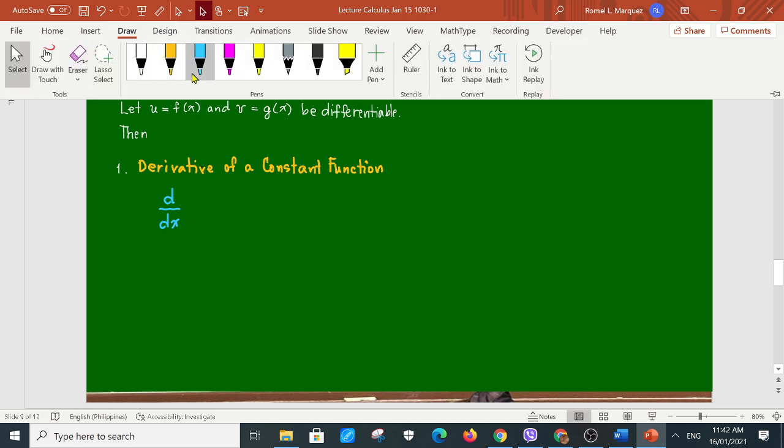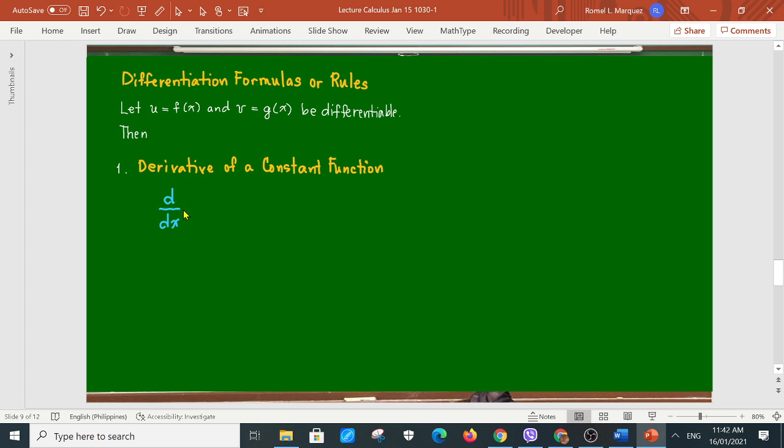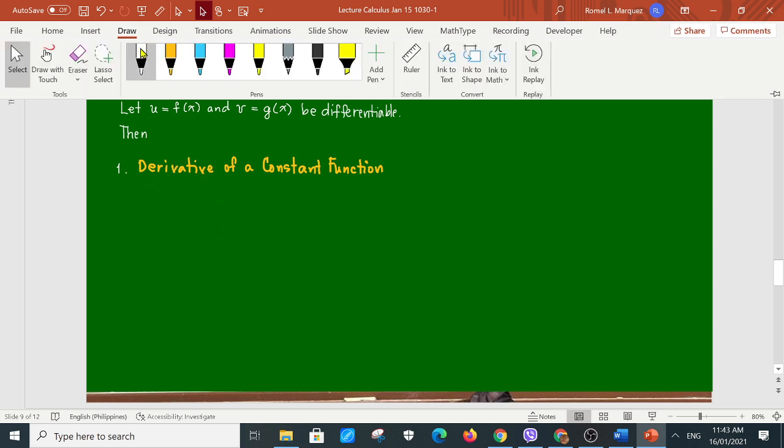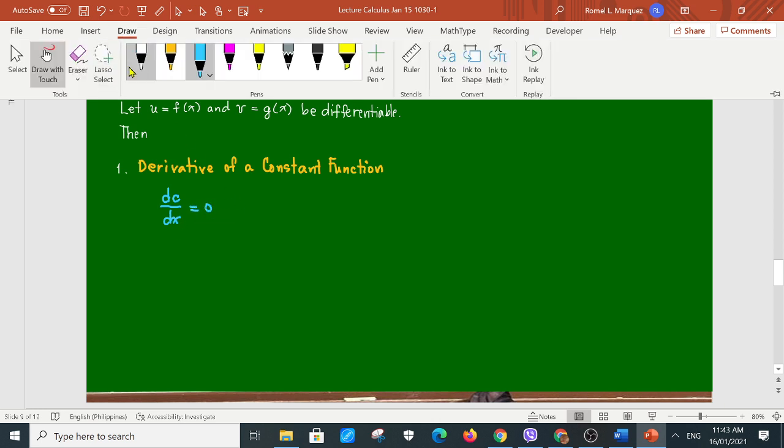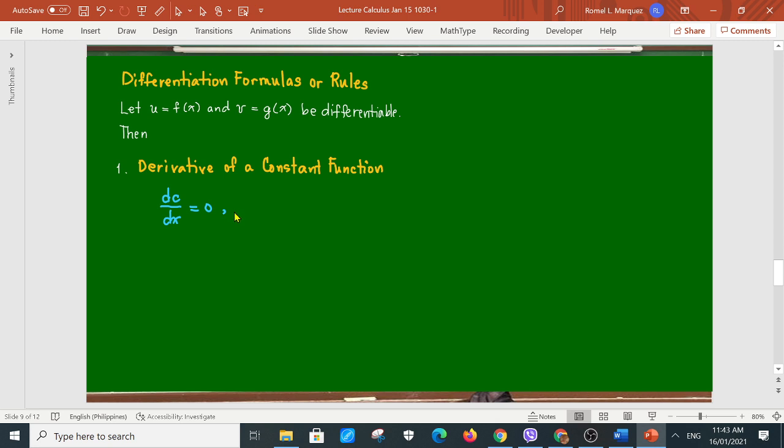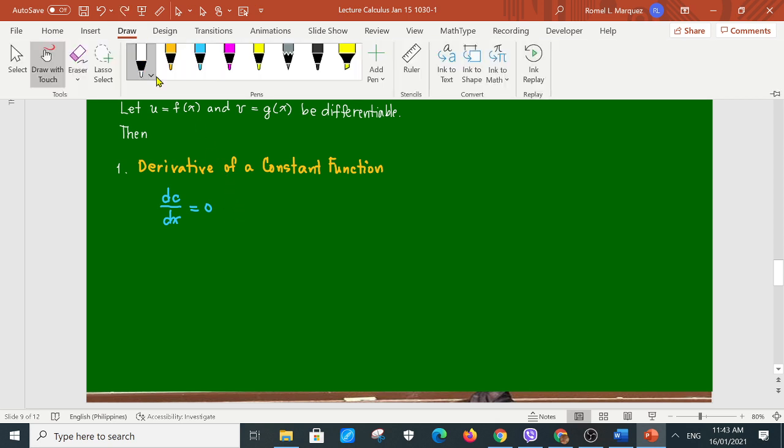So, the derivative of a constant. Let's say the constant is here. The derivative of a constant is equal to 0. That's the formula. Again, the derivative with respect to x of a constant is equal to 0, where c is a constant.